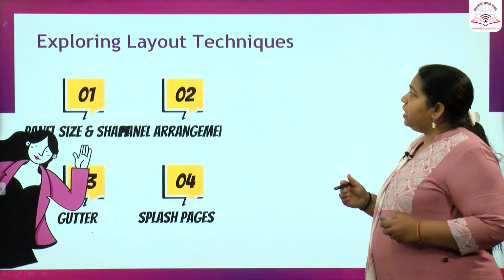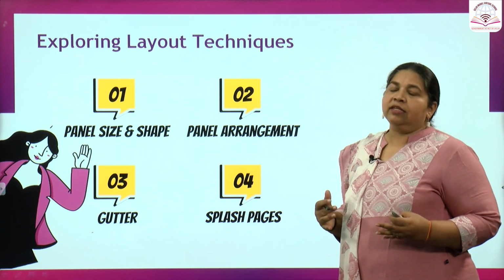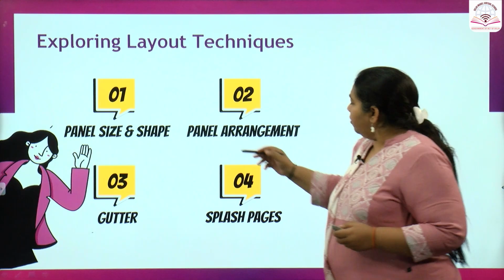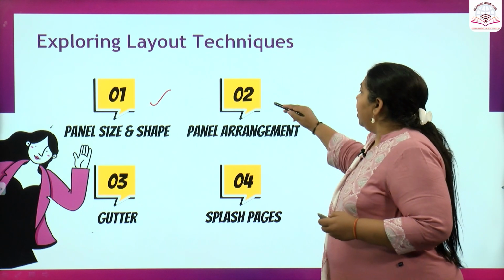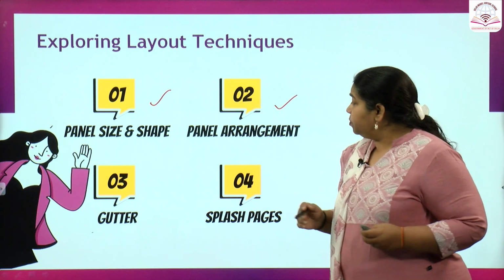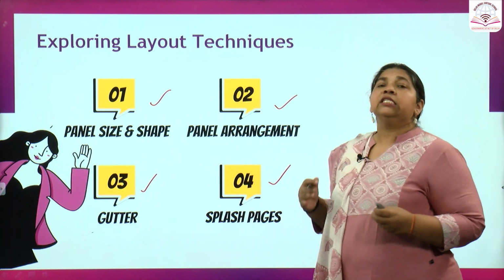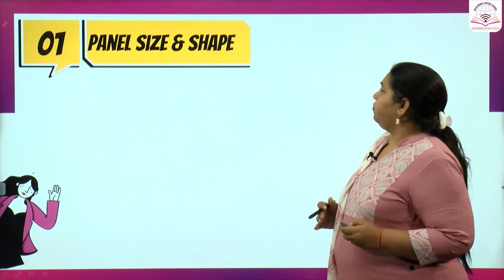Now let's proceed further and explore different layout techniques that we use in developing comics. So there are 4 parameters. One is panel size and shape, another is panel arrangement, the third is gutter, and the fourth is splash pages. Now let's see them one by one.